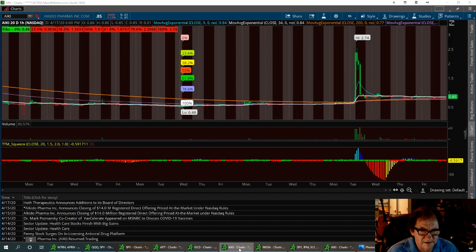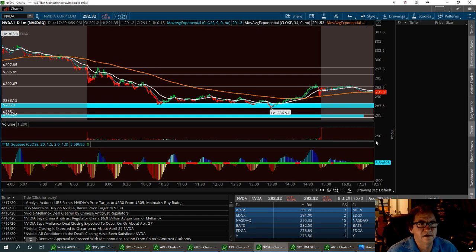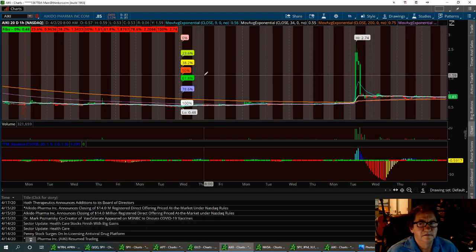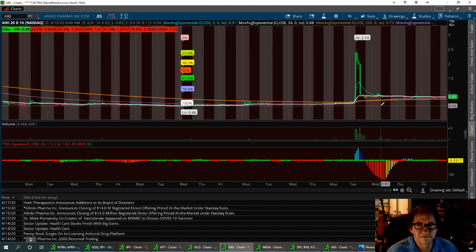So let's go back to AIKI. That's NVIDIA. There we go. It failed the 50% retracement on that big bounce. So we're back down here at a bottom level. I see a couple little candles over here. I see this little consolidated area right here.